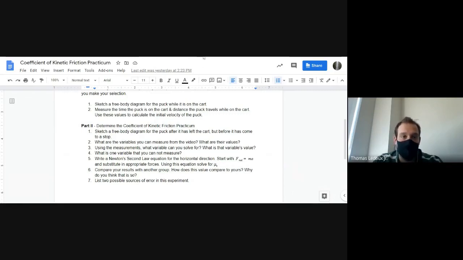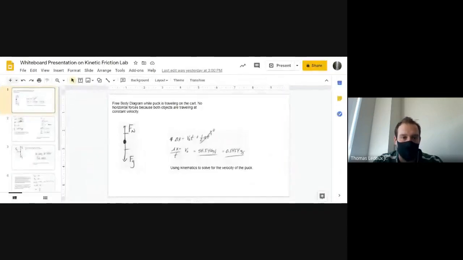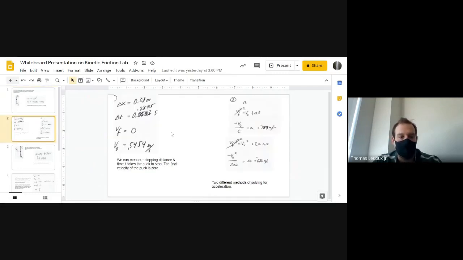If we go over here, this is a whiteboard presentation that I made that students will also be making. And this highlights the questions. So I had them sketch a free body diagram. I had them calculate the initial velocity of the puck. Here are some examples of things that students can measure. And here is how they can calculate the acceleration.